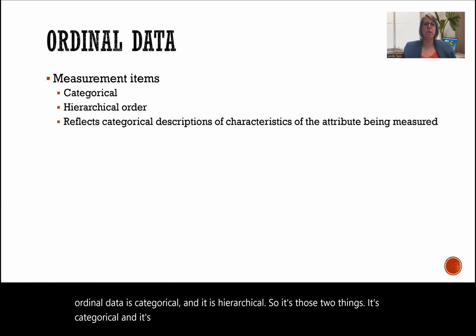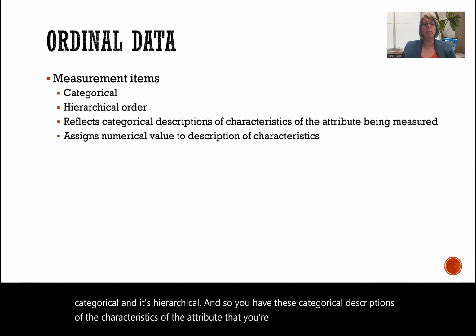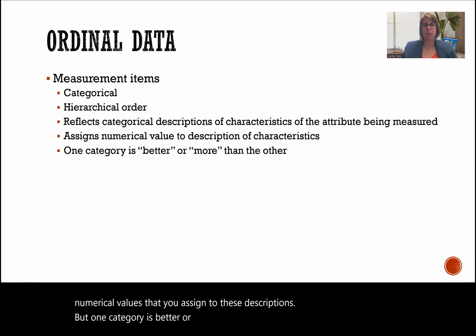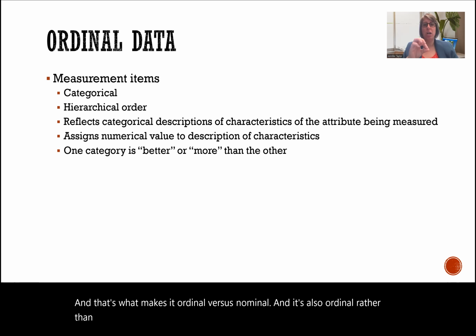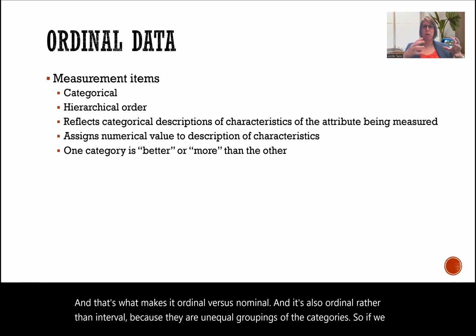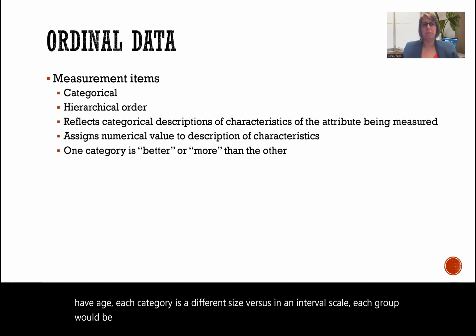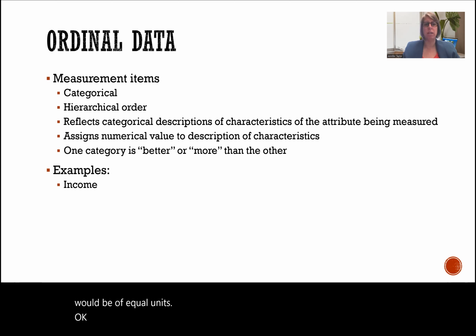And so you have these categorical descriptions of the characteristics of the attribute that you're measuring, and you have these numerical values that you assign to these descriptions. But one category is better or more than another. And that's what makes it ordinal versus nominal. And it's also ordinal rather than interval because they are unequal groupings of the categories. So if we have age, each category is a different size, versus in an interval scale, each group would be of equal units.